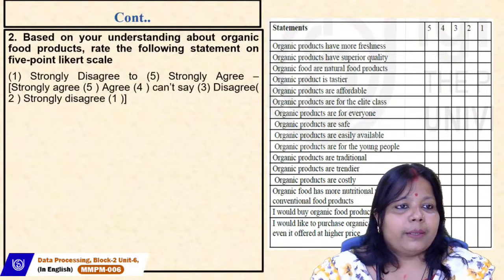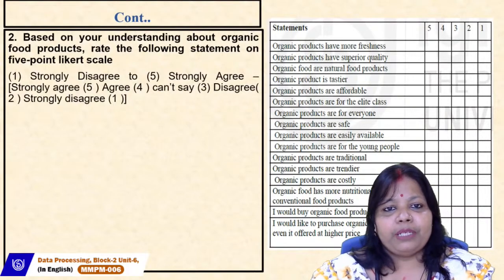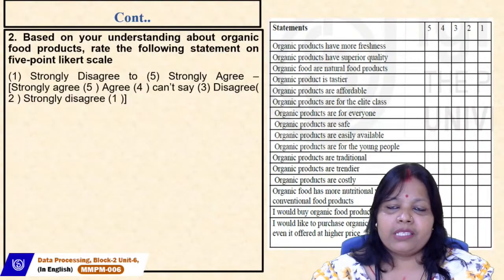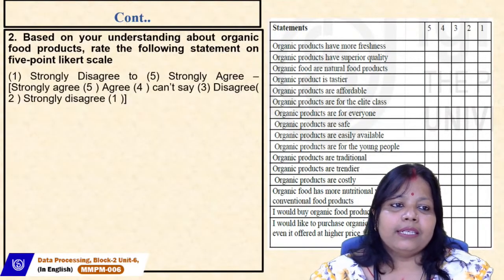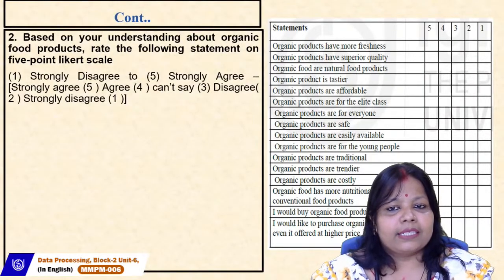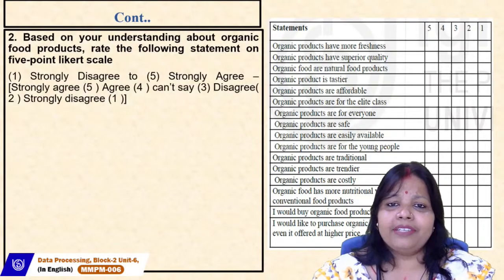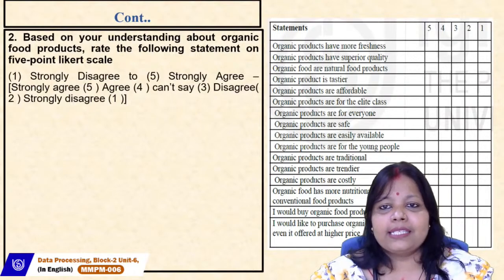We can see here, based on your understanding about organic food products, rate the following statements on a 5-point Likert scale. What is a 5-point Likert scale? Now there are 5 numbers. Number 1 says the person strongly disagrees, whatever the question is. If this person is saying strongly agree, then it is 5, and in between there are disagree, neutral, and agree. So these are the different answers or responses, or you can say different feelings about the product, of a respondent.